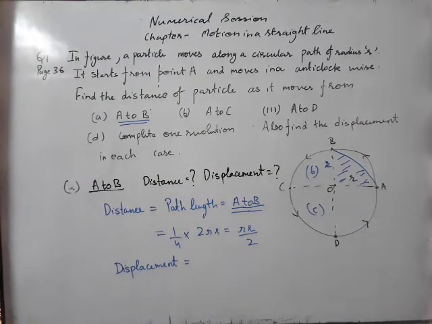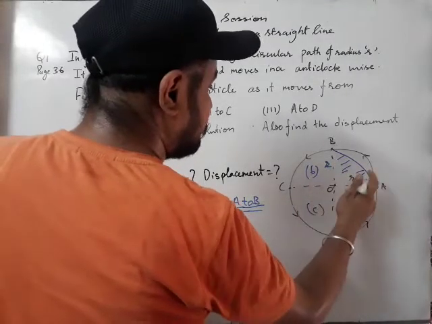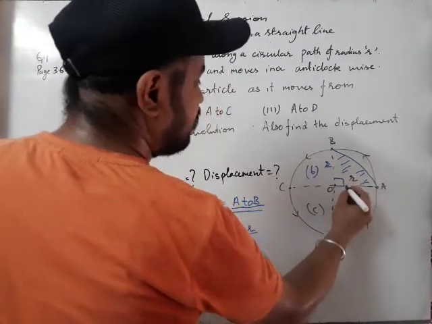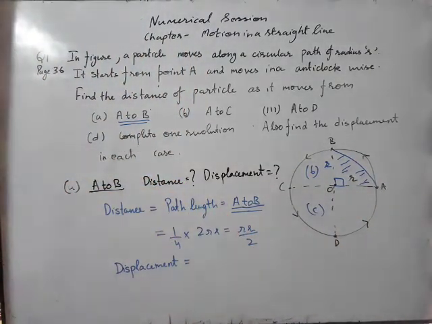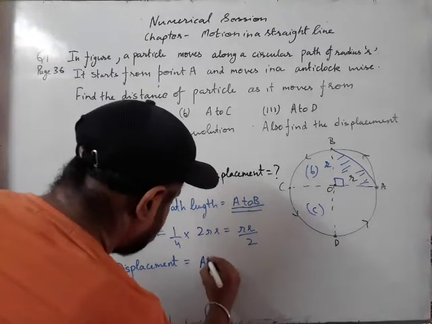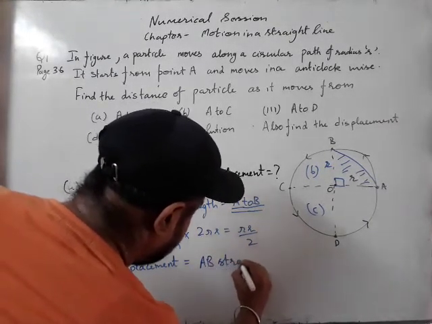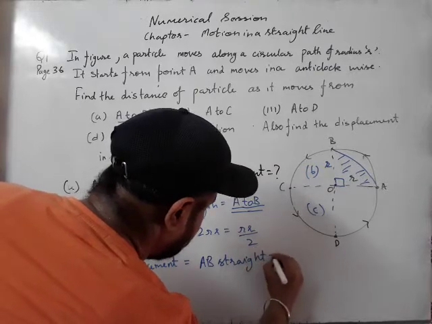Always remember that the diameters intersect each other at 90 degrees. So this angle will be 90 degrees. So ABO will be a right angle triangle. From here we can find the value of AB. AB is the displacement, the straight line AB.